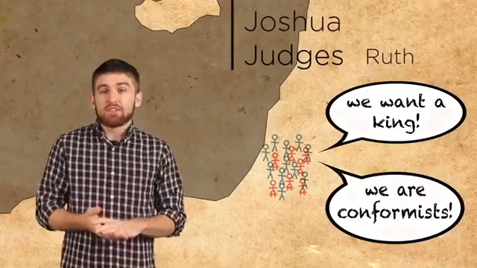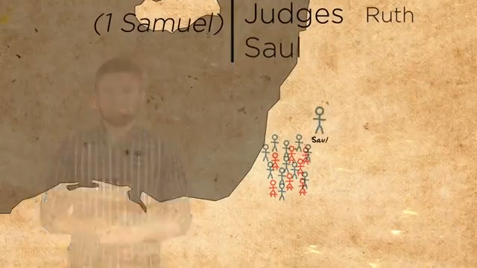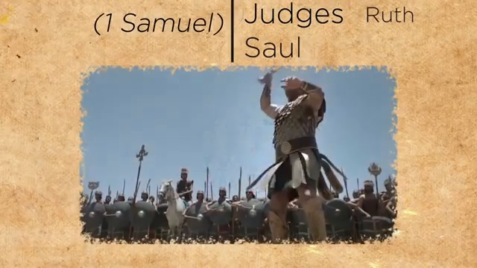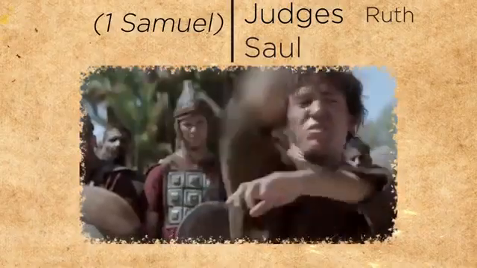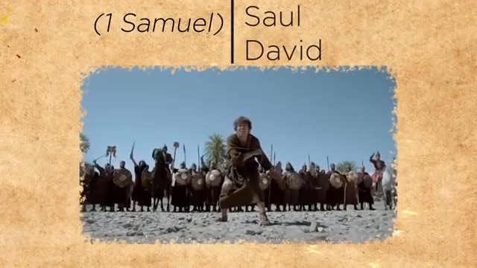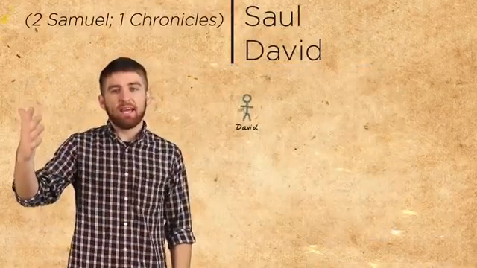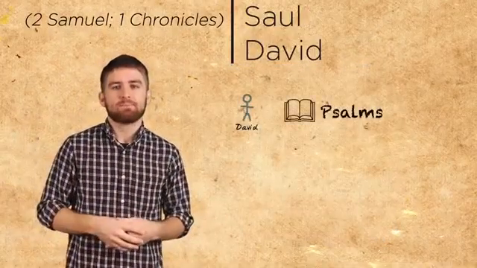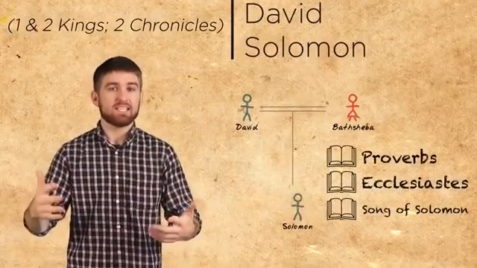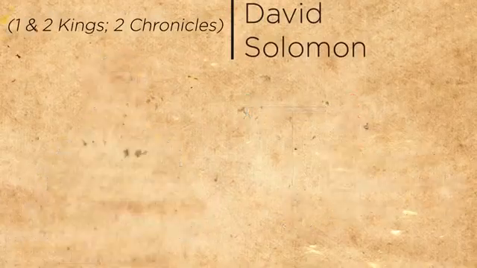Well, God allows it, and Saul becomes the first king of Israel. Israel is pleased, and Saul leads them reasonably well, at least until they come up against the Philistines and, of course, Goliath. In comes David, who slays Goliath and wins the war on Israel's behalf. David ends up becoming the next king, and he wrote many of the Psalms.